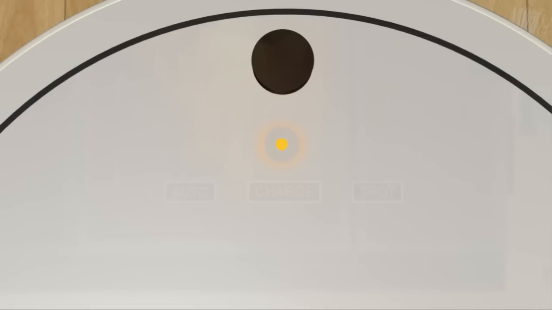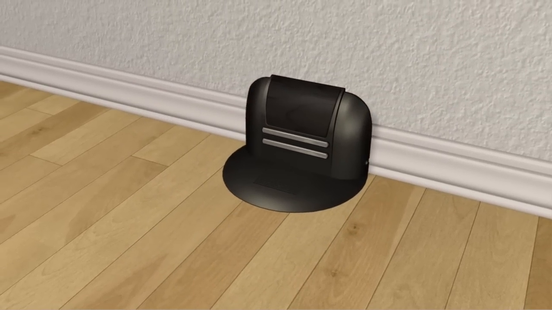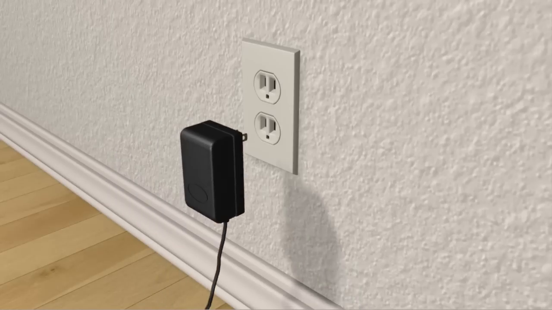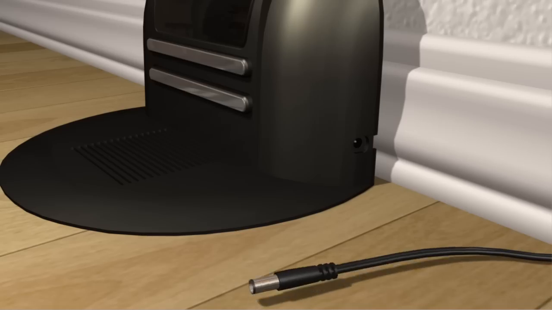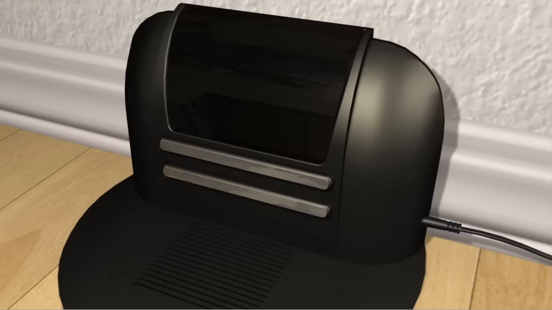The second option is to use the charging station. Place the charging station on a hard, flat surface and make sure the back is against the wall. Make sure you leave at least 10 feet of space in front of the charging station and at least 3 feet to the sides for bObi. Plug the wall adapter into an outlet and attach it to the inlet on the charging station. The light on the top of the charging station turns on.